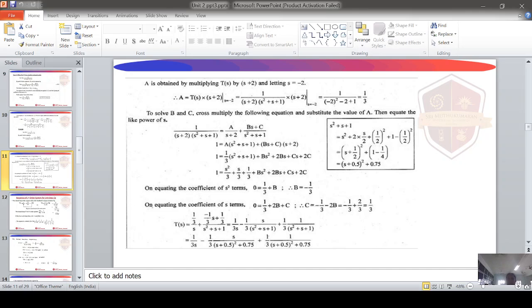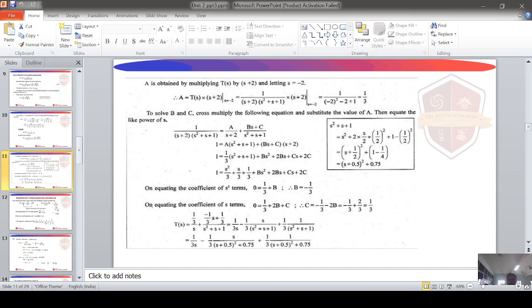Here 1 is equal to a into s square plus s plus 1 after cross multiplication, plus (bs plus c) into (s plus 2). So then we have to find b and c. On equating the coefficient of s square terms, we find b. On equating the coefficient of s terms, we find c.